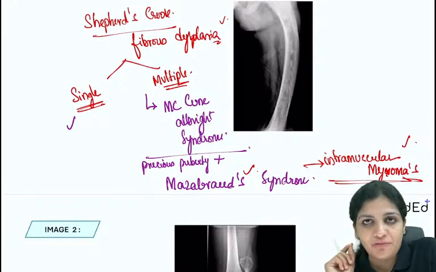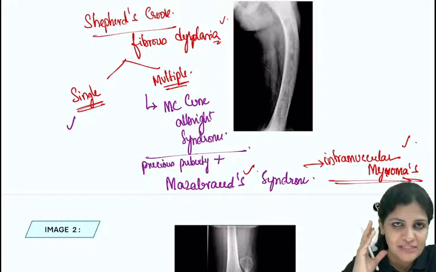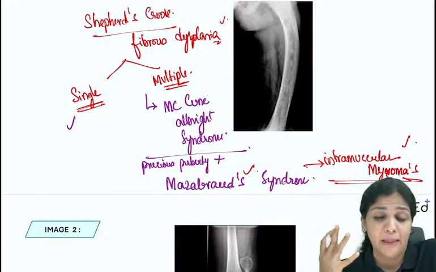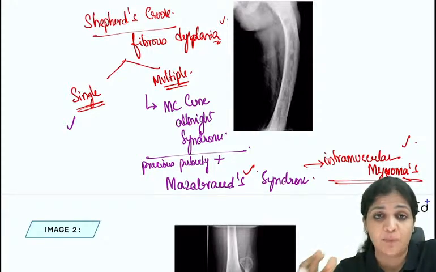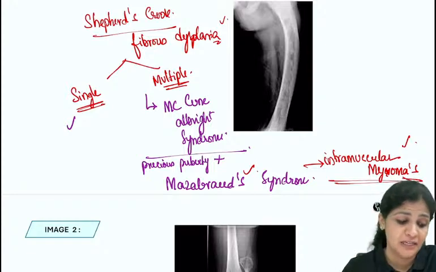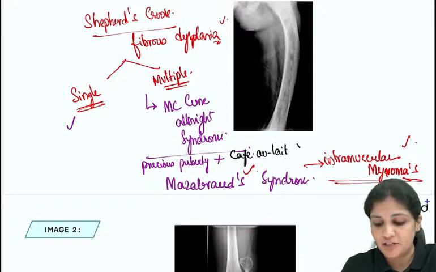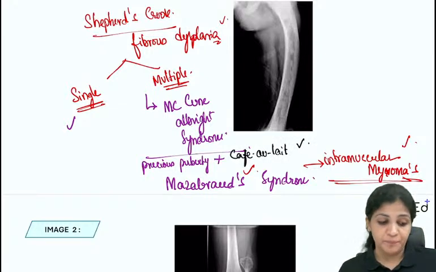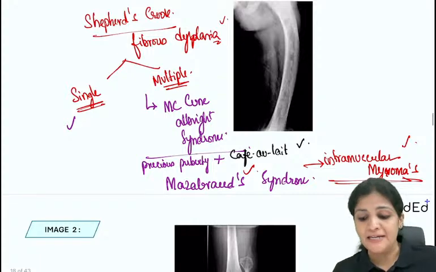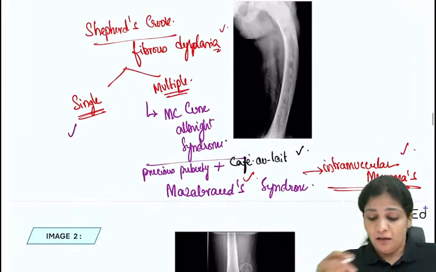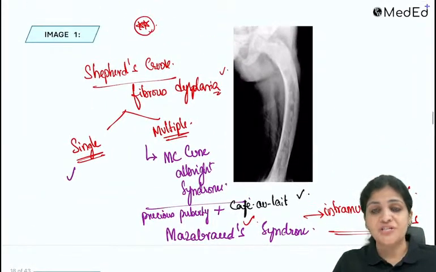So this is about fibrous dysplasia. Usually we see it single, but whenever we see multiple, polyostotic fibrous dysplasia, associated with precocious puberty, very good, café-au-lait spots. So café-au-lait spots are also seen in this case. Whenever you see these café-au-lait spots, that is hyperpigmented spots, it is called McCune-Albright syndrome.